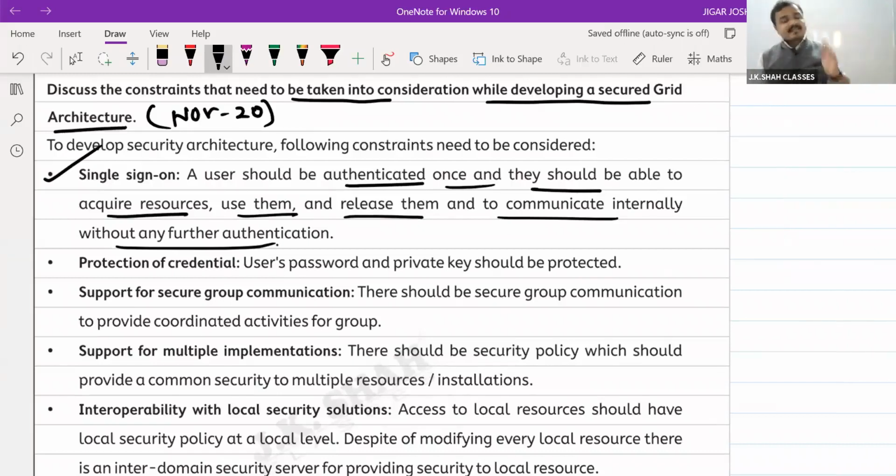Sir, clearly here. Second, people, suppose you are giving me your computers to use, listen to me very carefully. Do I require to protect your user ID and password? Yes. Do I require to protect your privacy? Yes. Second point, protection of credential.